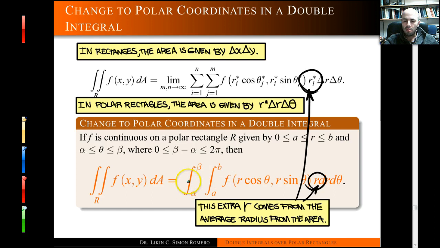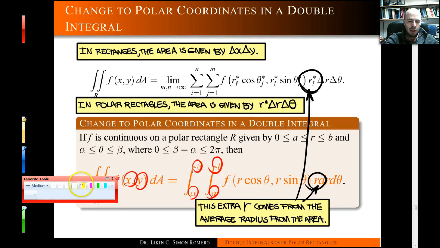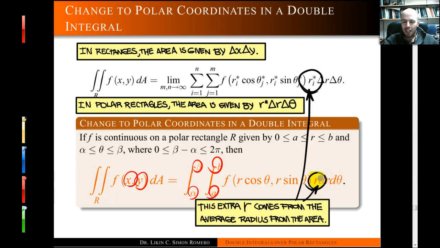So notice that the formula is just this formula of change of coordinates. The only thing it's saying is that you can use Fubini's theorem as long as you change the x, you change the y, you put the limits of the x and the y, but also you need this extra r that we have right here. That's the extra thing that you have to do, and this is done because of the change of variables.